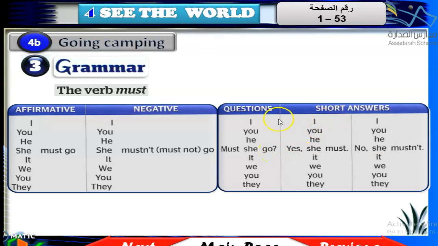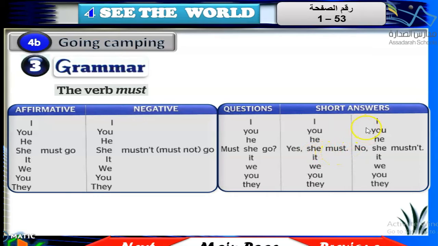When we answer these questions, we have to use short answers. If the answer is positive, we start it with yes, comma, and then we add one of these personal pronouns and then the verb must. For example, must you go? Yes, I must. Or, must she go? If the answer is positive, yes, she must.